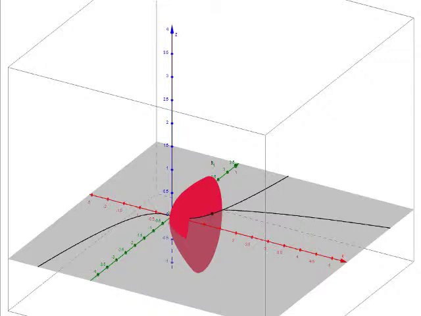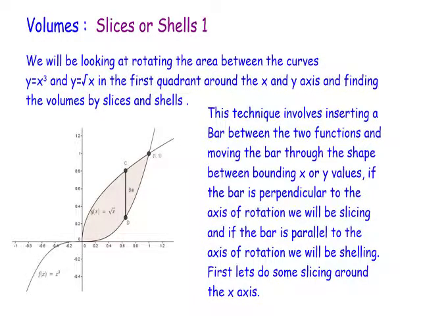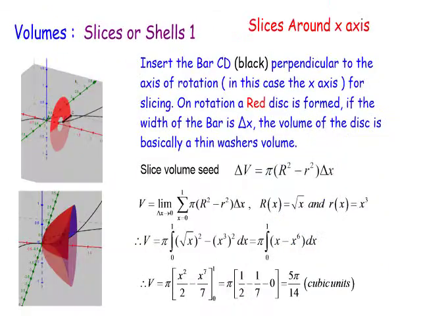Now let's go back. So this is the shape we're going to try and find. You can see here this is basically what we're doing. We're putting that CD, that little bar, in between the two curves, and we're going to create what's called a volume seed. I'll call it delta V, which is a small change in the volume.